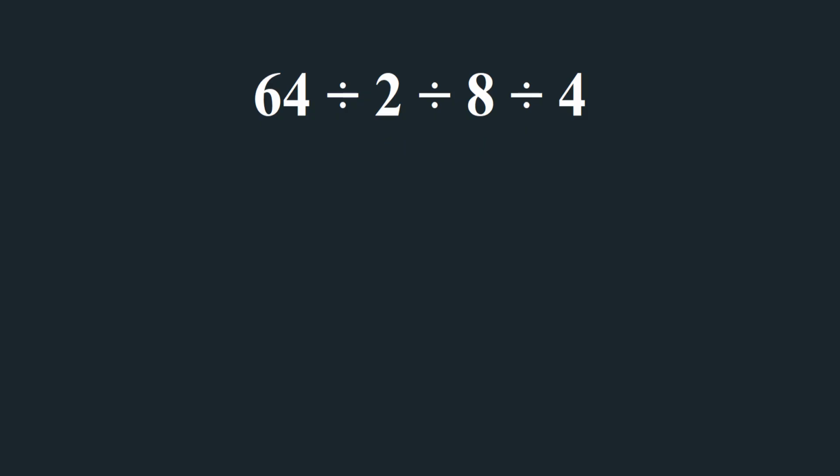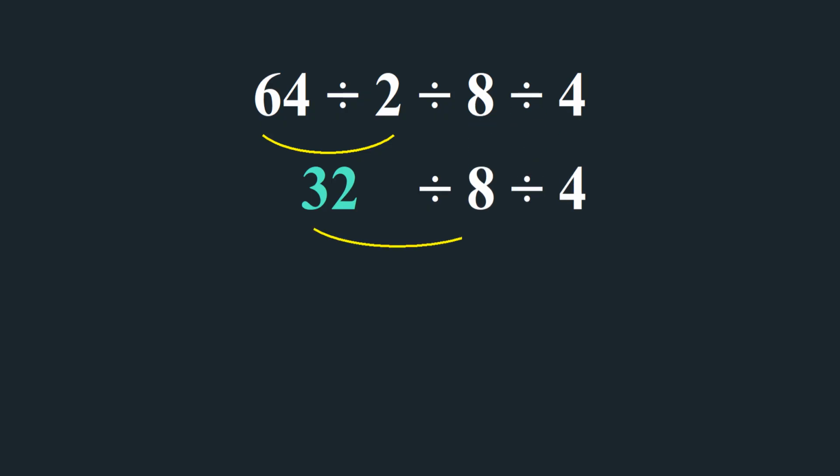So first we have to do this division. 64 divided by 2 gives us 32. So 32 divided by 8 divided by 4. And now we have to do this division.